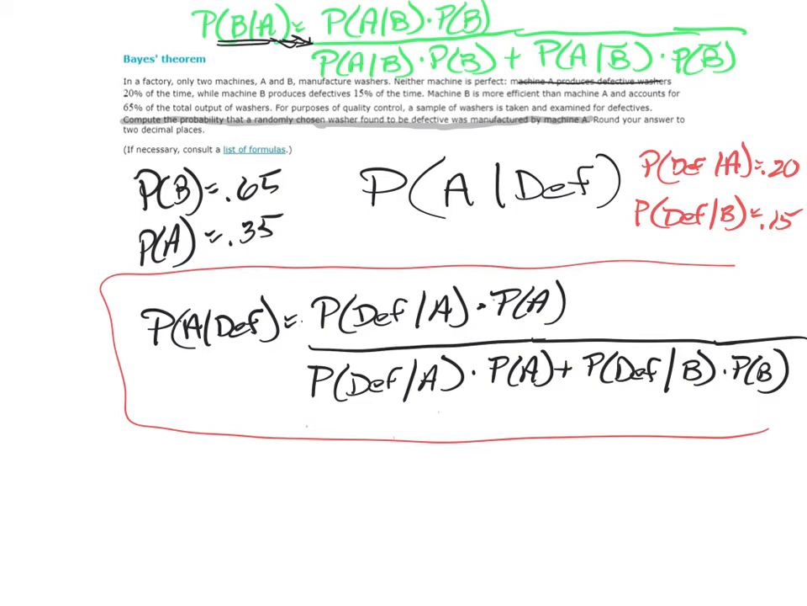This is going to be defective A. This is going to be 20%. Probability of A is 0.35. This is 0.20. This is 0.35. This is 0.15. And this is 0.65. Oops.